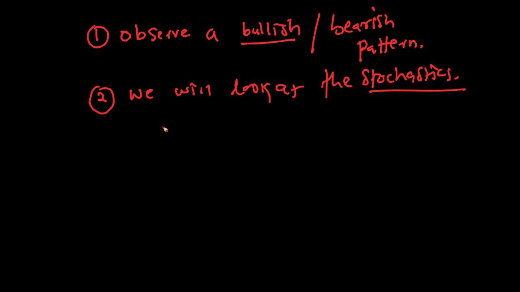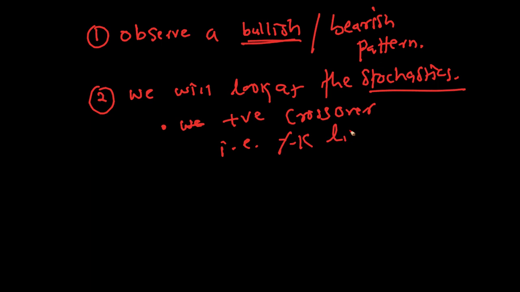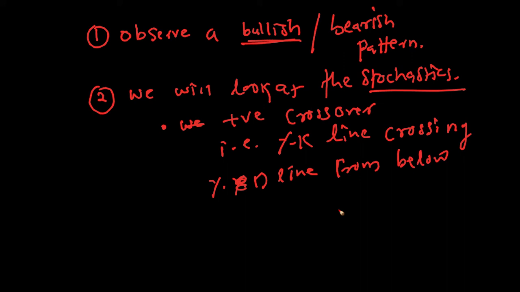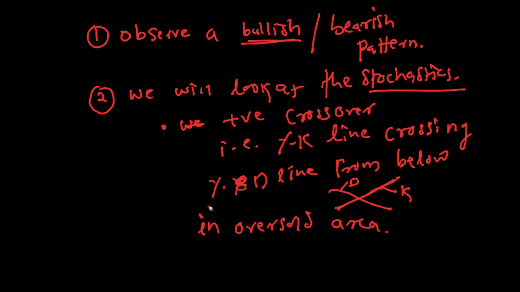Now the following conditions should be satisfied by the stochastics. We are going for a bullish trade, so that's why these conditions. We must observe a positive crossover. That is the percent K line crossing the percent D line from below. That means this kind of crossover, right? This is the percent D line and this is the percent K line, so this is crossing from below. This should be observed, and that crossover should be in the oversold area, right?